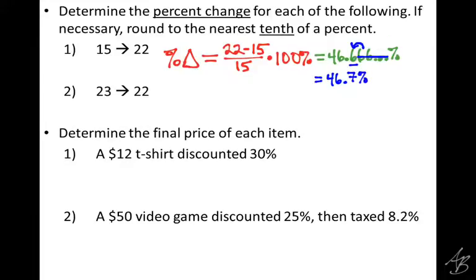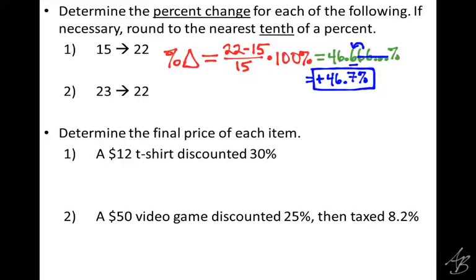46.7%. Now, there's one thing that I'm missing here for my answer. What does this 46.7% mean? Well, it means that it went up by 46.7%, right? It was an increase of 46.7%. So we need to show that it's an increase by putting what in front of it? A plus sign in front of it. You always need to have a plus or a minus when we're dealing with percent changes. That way it indicates whether it's an increase or a decrease.